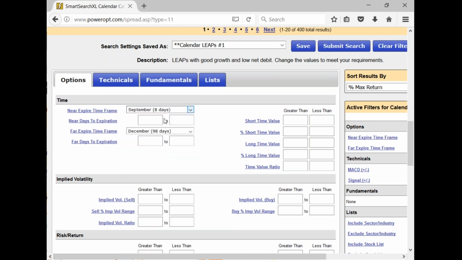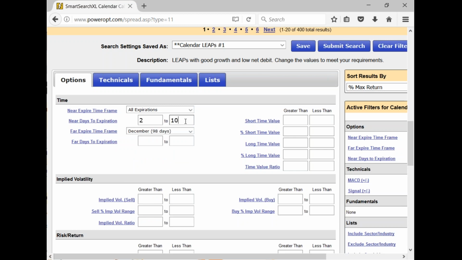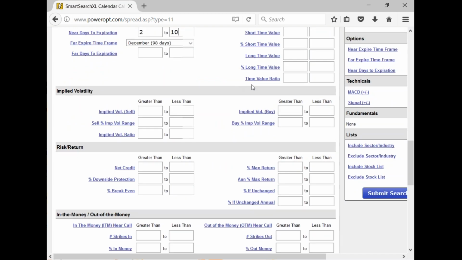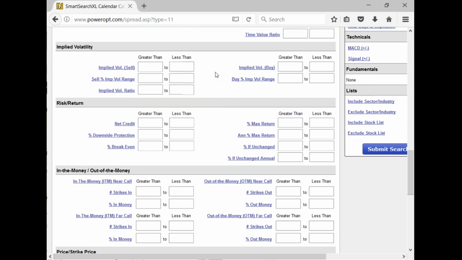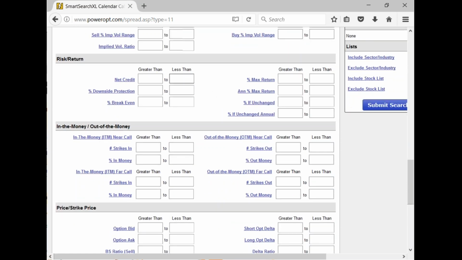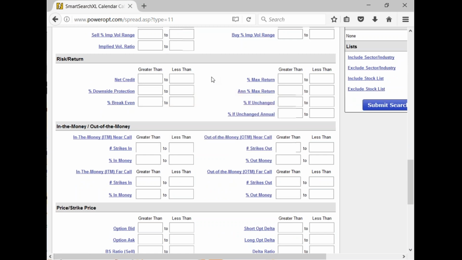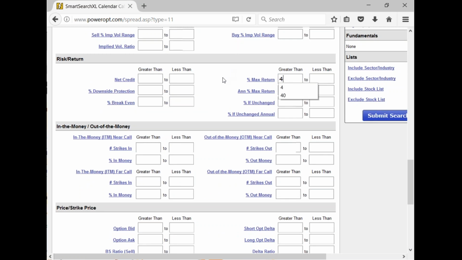If you're not at standard September, you can just select all expirations and go, let's say, 2 to 10 days out in time to show you the 1 week next out series. Now, in addition to that, you can set things for the short time value, the percentage short time value of the option you're selling, the time value ratio, implied volatility of the sell or the buy, or the implied volatility ratio. Set your maximum net debit. Now, it's listed as a net credit, so I want to look for a negative debit, but really what I'm going to focus on is I want a max return of at least 4. Yeah, that sounds good. And a downside protection of at least 4 as well.